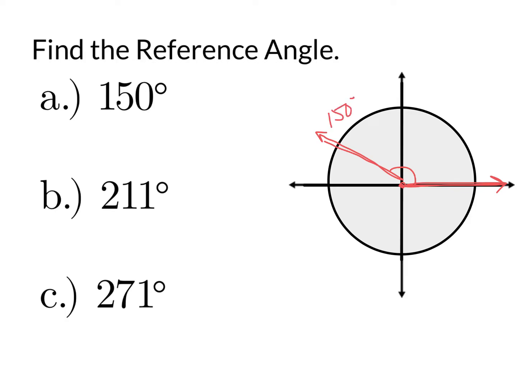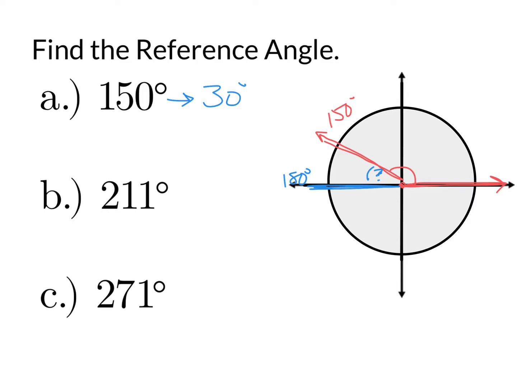The reference angle is going to be the angle that it makes with the nearest x-axis. That's going to be that acute angle that it makes with our negative x-axis over here. This is our reference angle, and that's the one that we're asked for. So, what is it? Well, since this is at 180 degrees, and we only went to 150, the difference between them is going to be 30 degrees.